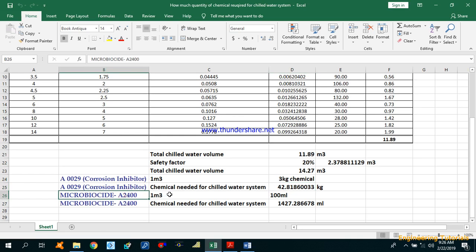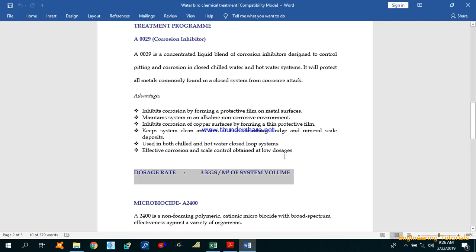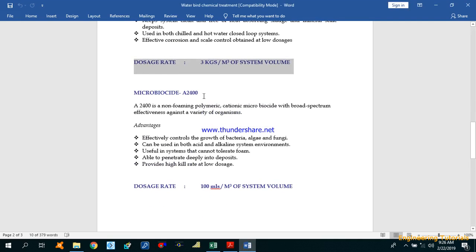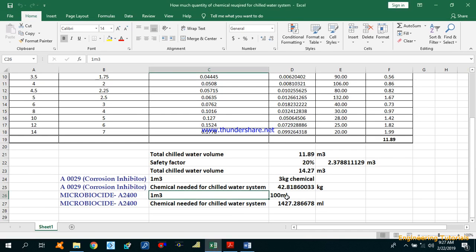Similarly, we have another chemical we are using over here. This is recommended by Waterbird Chemical Treatment, that is microbiocide A2400, and this is the description and advantages. The dosage rate recommended by Waterbird Chemical Treatment is 100 ml per cubic meter of system volume. So our system volume is the same, 14.27. We just need to multiply this 14.27 with 100 because 1 cubic meter requires 100 ml. So 14.27 multiplied by 100 gives the chemical needed for our chilled water system, that is 1427.28 ml of microbiocide A2400.